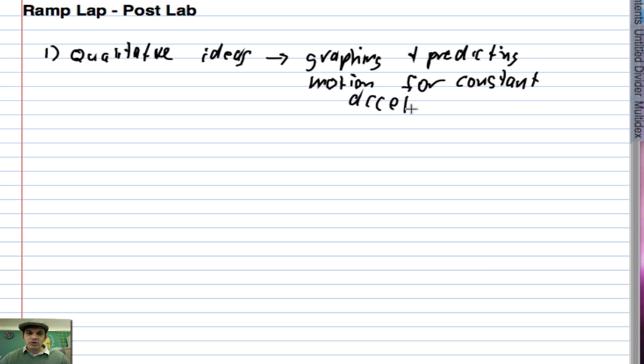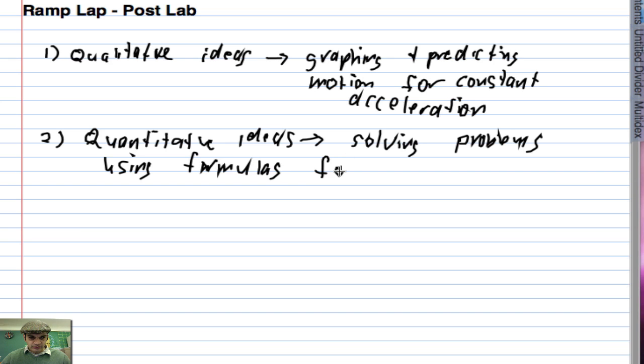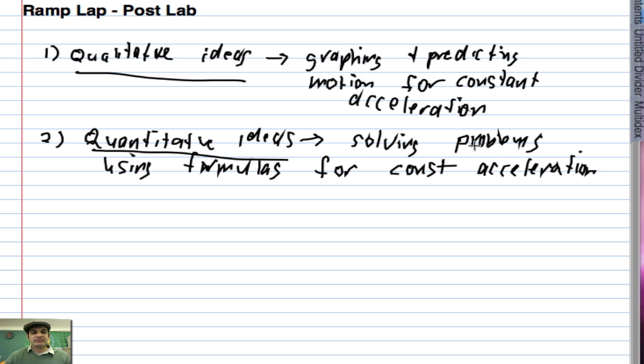So this week is going to be mostly without numbers. And next week we're really going to deal more with the quantitative side of things, which is going to be solving problems using formulas for constant acceleration. And the ramp lab post-analysis today is the one video this week where we're really going to deal with both ideas at the same time.